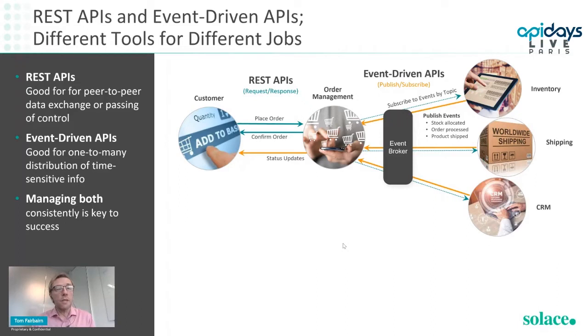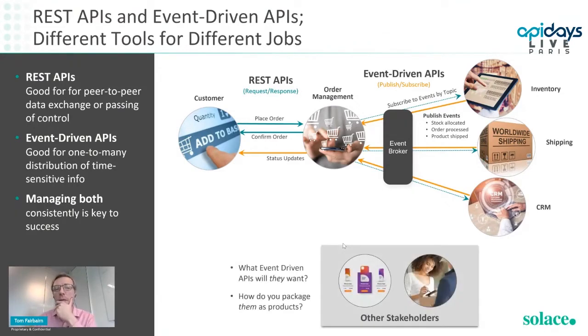Now, the key here is that we need to manage all of these APIs. We need to manage our REST API. That's probably well dealt with. Talk to the API vendors about that. How are we going to manage both, and how are we going to manage these event-driven APIs? And furthermore, there's some other things we need to think about.